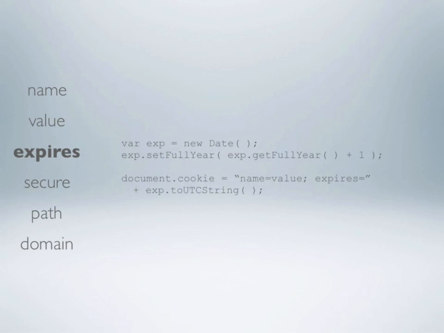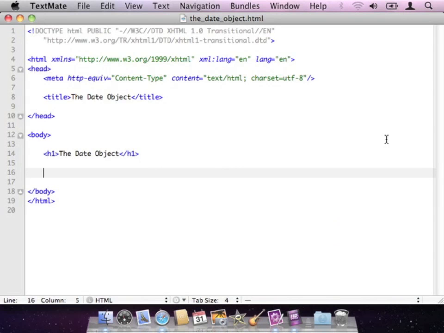Now, whenever we use the expires attribute, as you probably guessed from what I was discussing before, we have to be able to set a date for it. And to set a date for it, we really need to understand a little bit about how JavaScript handles dates and times. So let's take a quick look at that now. JavaScript includes a date object, which actually makes it extremely simple to be able to work with dates and times within JavaScript.